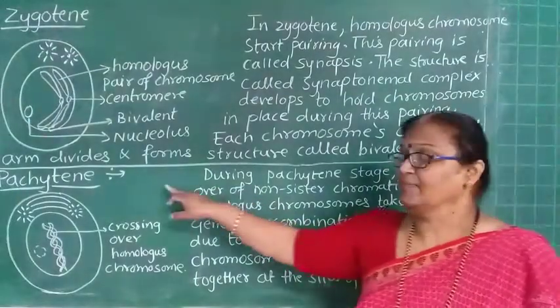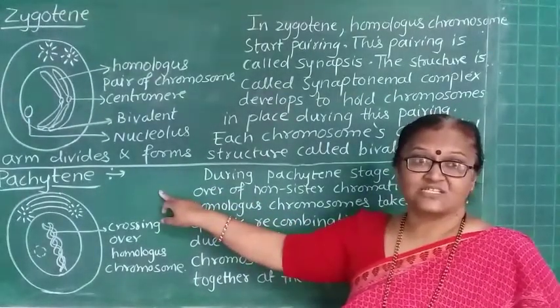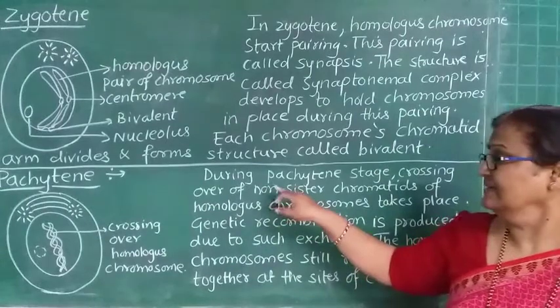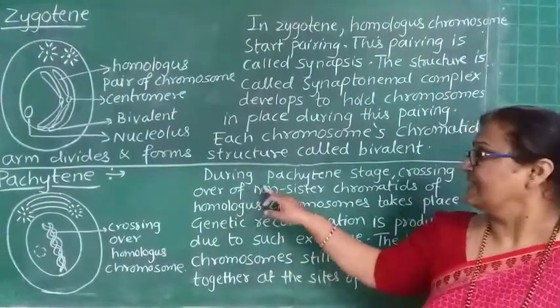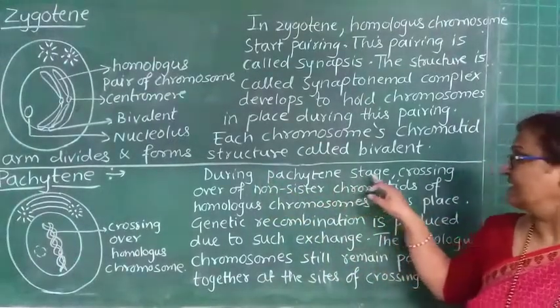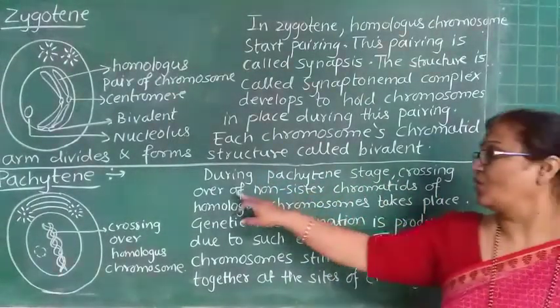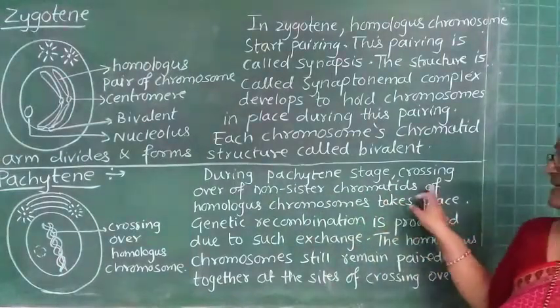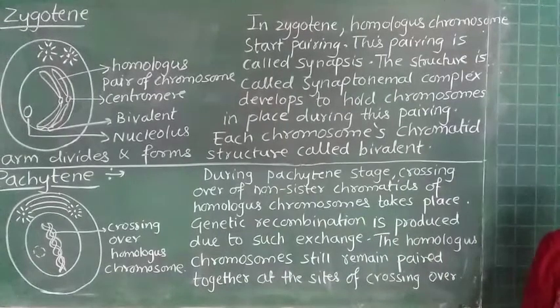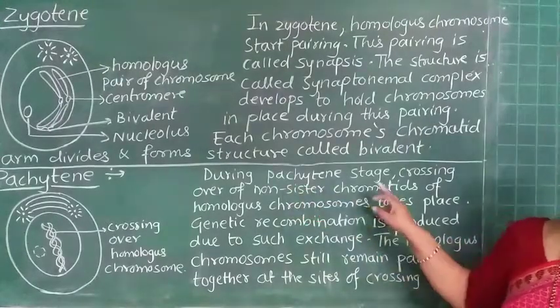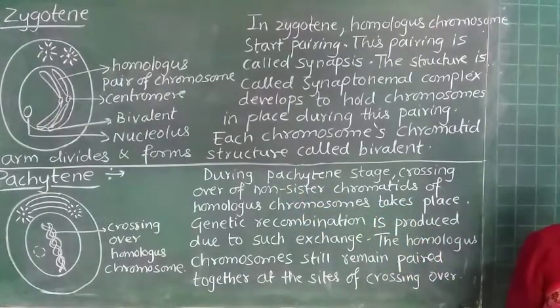Then see the next one, pachytene, the next stage in meiosis. During the pachytene stage, crossing over of non-sister chromatids of homologous chromosomes takes place. So what happens in this process? Here there is a crossing over of the non-sister chromatids. That means here the crossing is done.